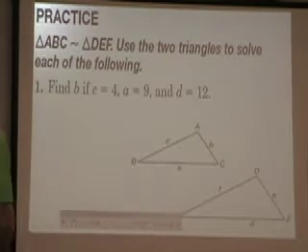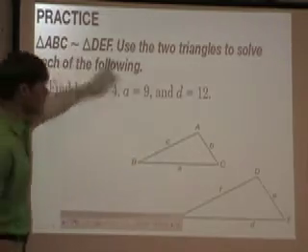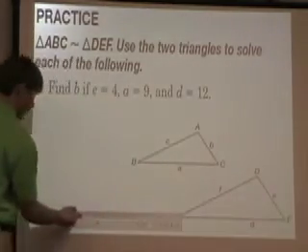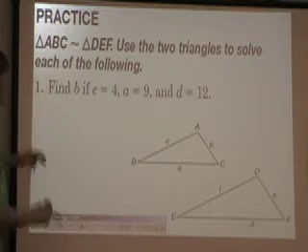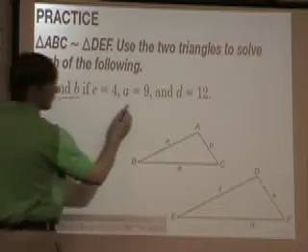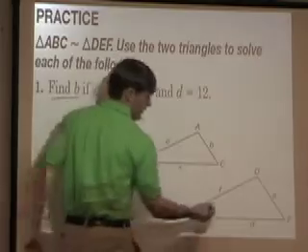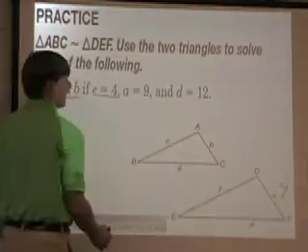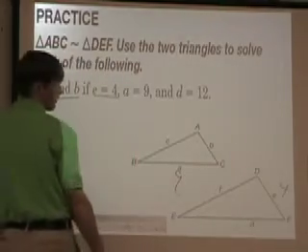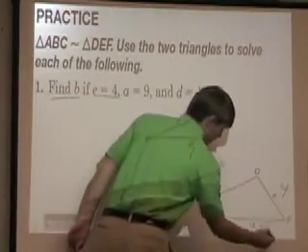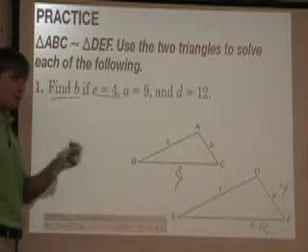Alright, so now we have triangle ABC, which is right here. And they tell you it's similar to triangle DEF, which is right there. Okay? Use the two triangles to solve each of the following. They want you to find B, and then they tell you all the rest. Okay? So what's E? So let's write over here 4. And what's A? 9. And what's D? D is 12.